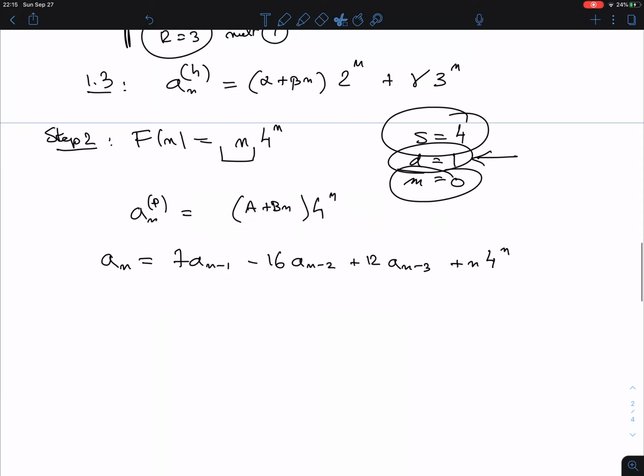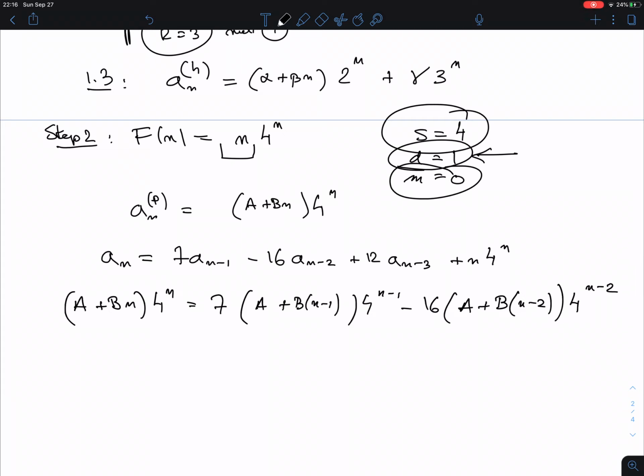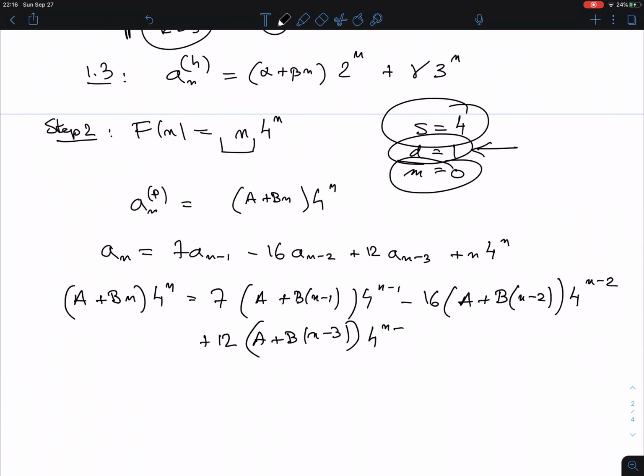Okay. So this has to be plugged in here. We do that: a plus bn, 4 to the n. That is a_n. Now the same thing I have to write here, but with an n minus 1. All the n's are replaced by n minus 1. Then minus 16, again, a plus b, but this n becomes now n minus 2, and also this power is n minus 2, plus 12, a plus b, n minus 3, 4 to the n minus 3. I hope you see where all these numbers come from, plus n 4 to the n.